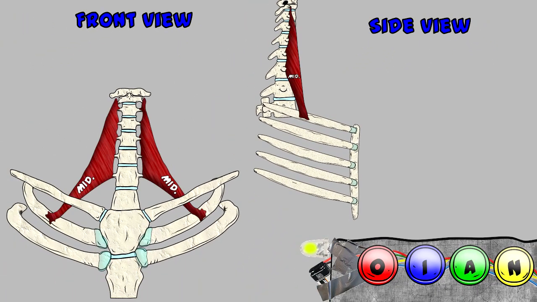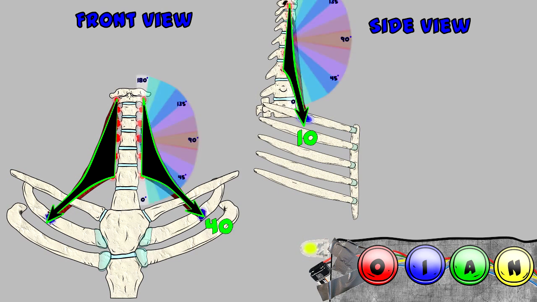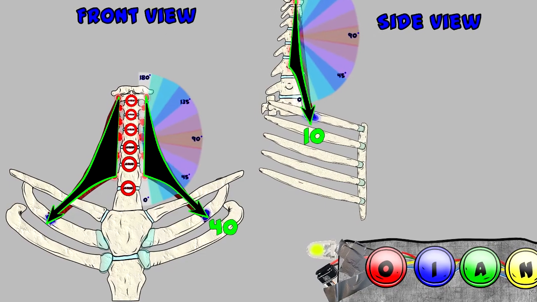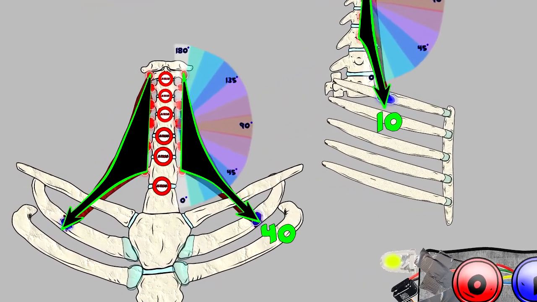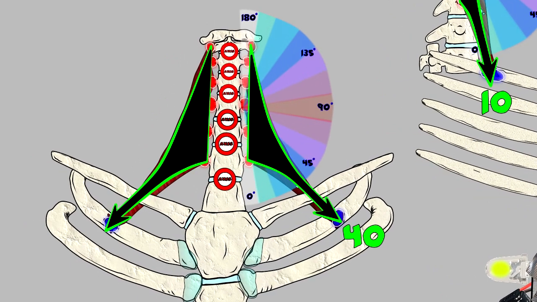So let's talk about the middle scalene. The origin is on the cervical spine, and the insertion is on the first rib. If you look at the imaginary line of pull for the middle scalene, you can see more torque will be produced in a frontal plane on a sagittal axis, aka the front view. The middle scalene has two actions we'll be talking about.